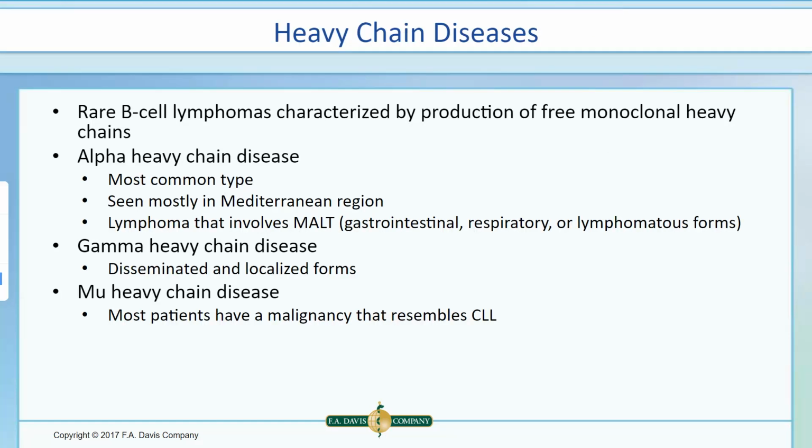Heavy chain diseases, rare B-cell lymphomas characterized by the production of free monoclonal heavy chains. Alpha heavy chain disease is the most common type. Gamma heavy chain disease has disseminated and localized forms. And mu heavy chain disease, most patients have a malignancy that resembles CLL.